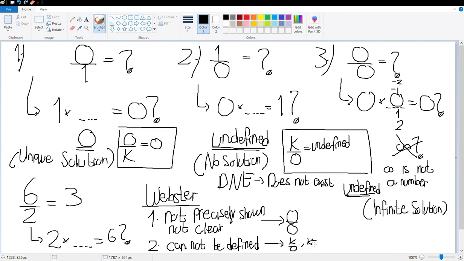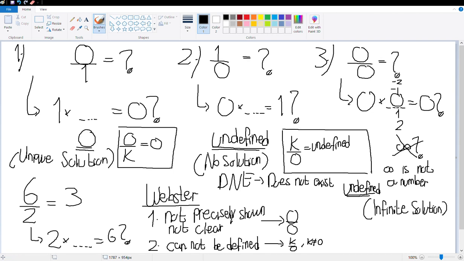So my point is, even though 1 divided by 0 and 0 divided by 0 are both called undefined, you need to make sure they have different meanings. One means not precisely shown or not clear enough. It means you have so many possible values and you do not even know which one is the correct value. While the other means you don't have a solution at all, it's impossible for you to find it, it does not exist. So that's the definition of undefined.